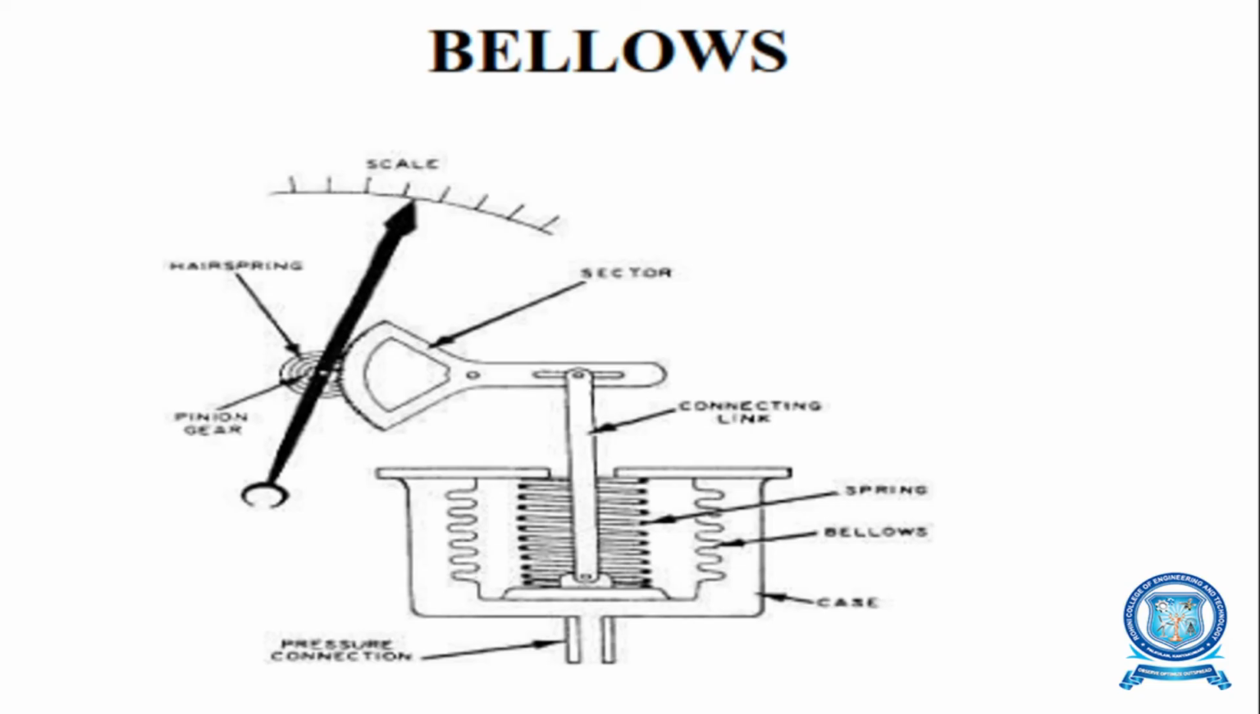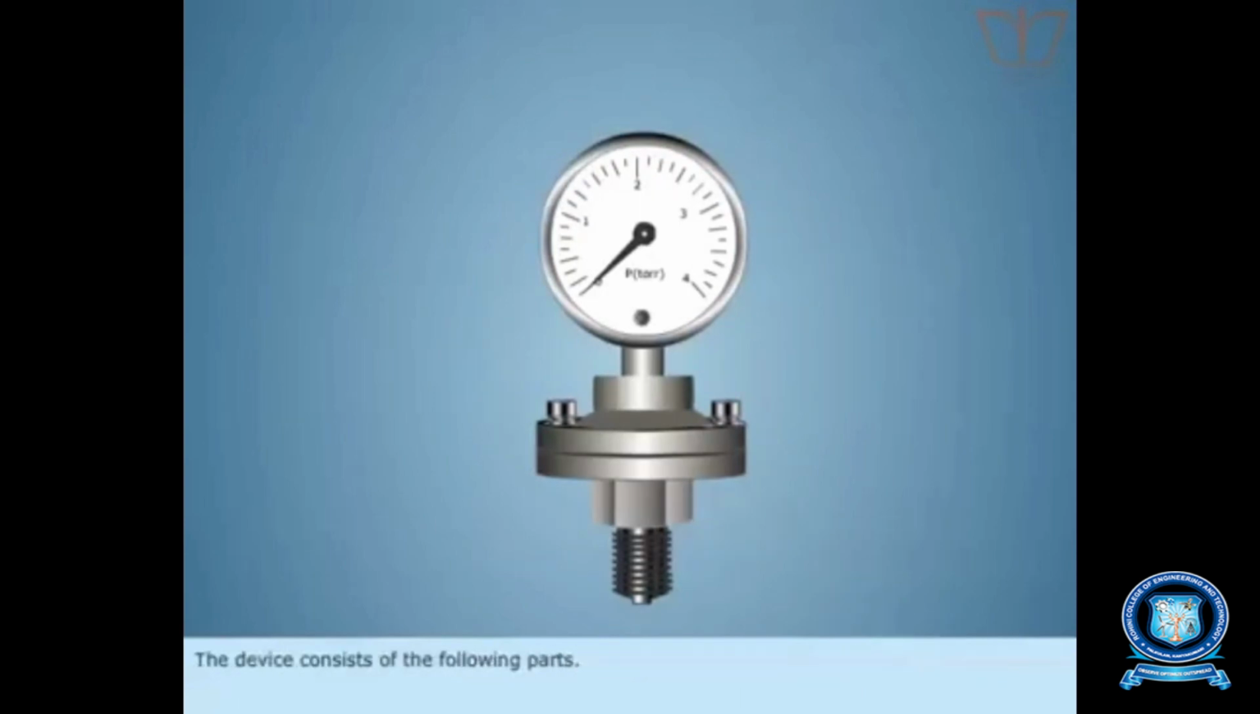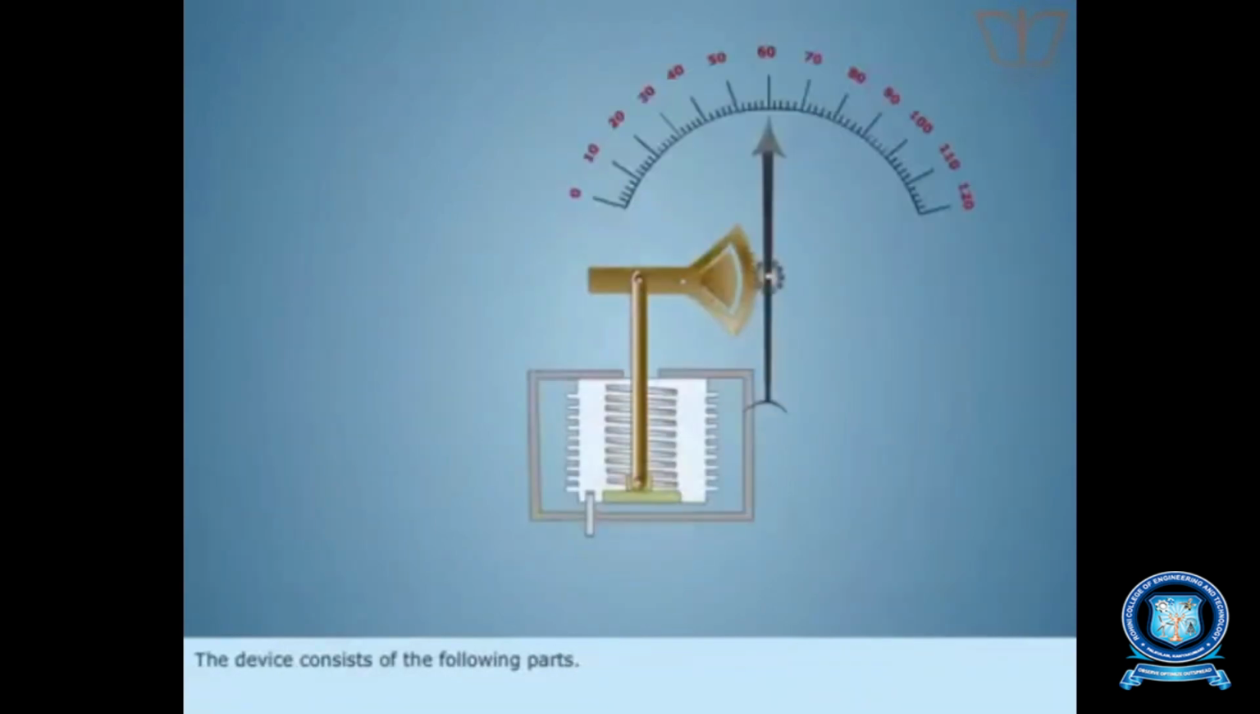Okay, and the next one is the Bellows pressure gauge. Here, the figure shows the Bellows pressure gauge. Here, there's a construction of pressure connection and case, bellows, spring, connecting link, and sector, pinion, and hairspring and scale. Now see the Bellows pressure gauge. This consists of the following parts. What are the following parts?